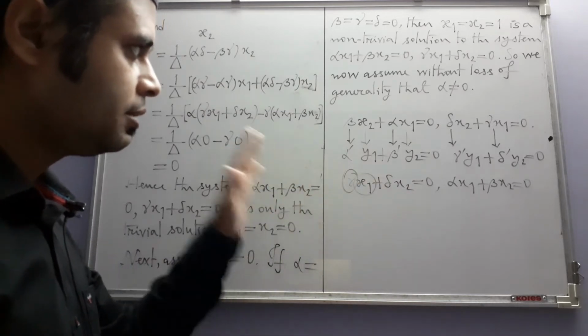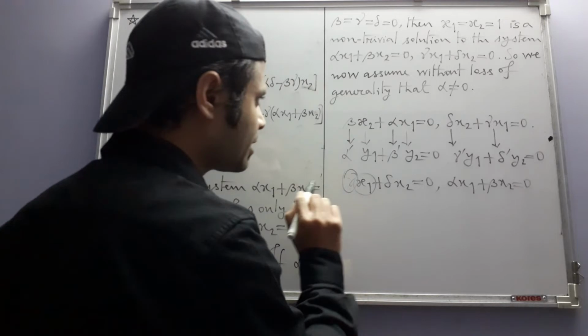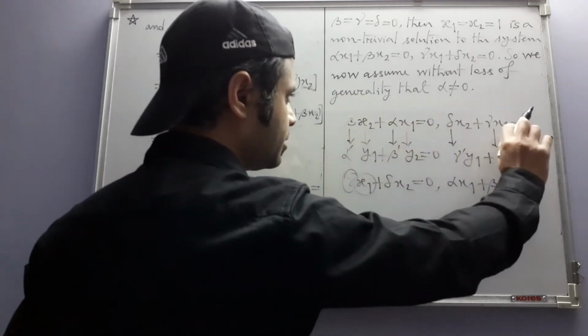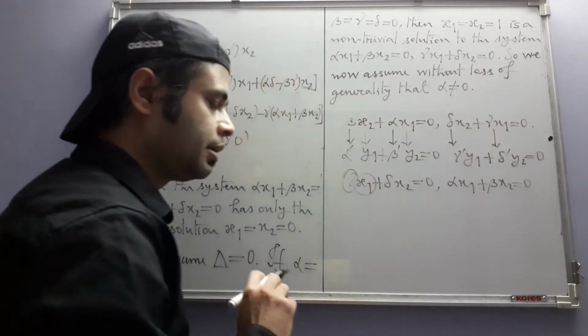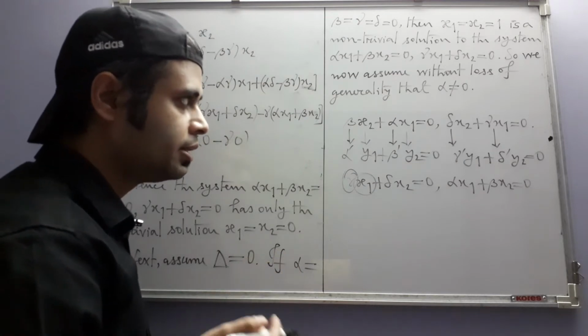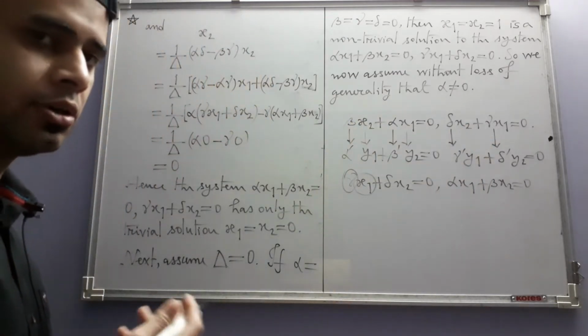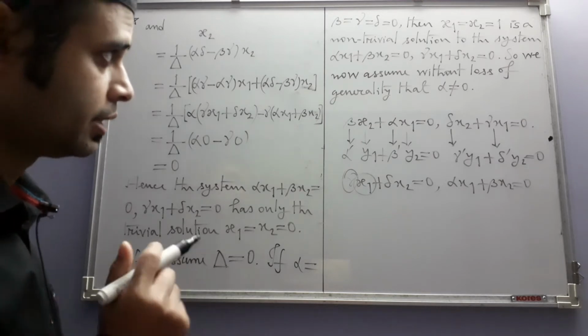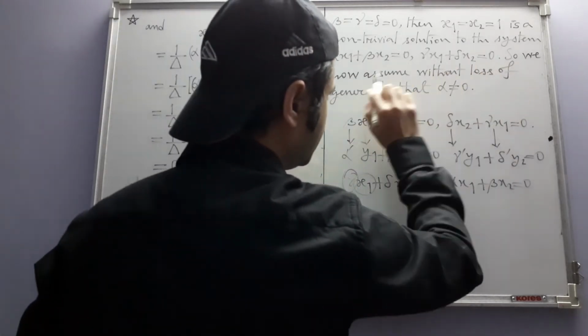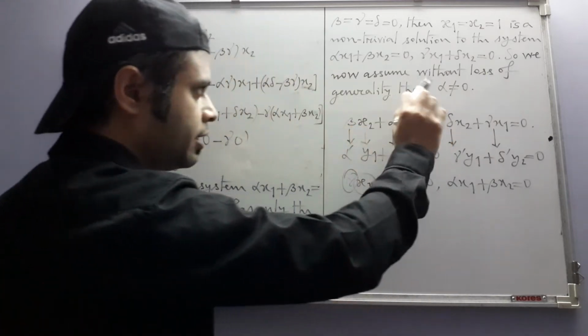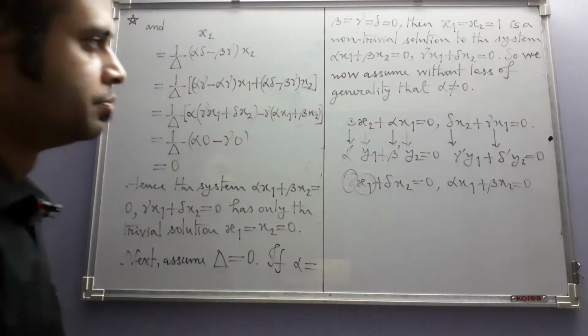So what I am saying is that whatever we are going to do after this has exact corresponding things in the other cases where beta is non-zero or gamma is non-zero or delta is non-zero. That's why we are able to write assume without loss of generality that alpha is non-zero.